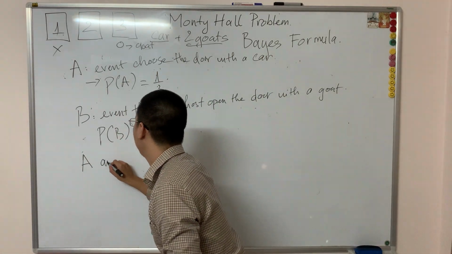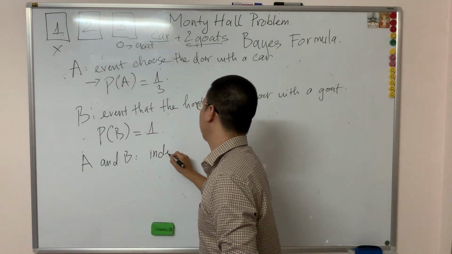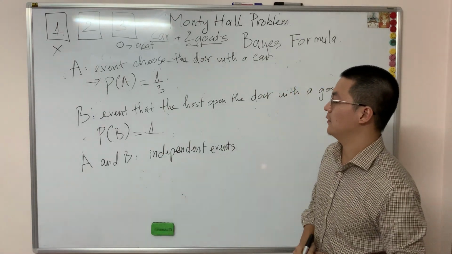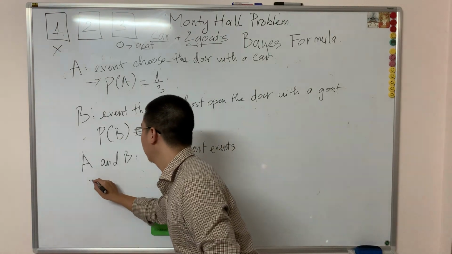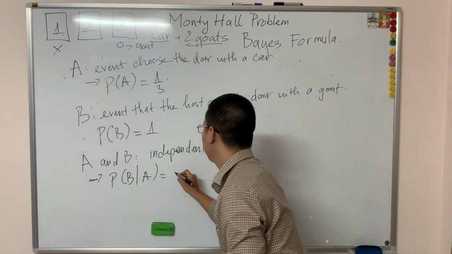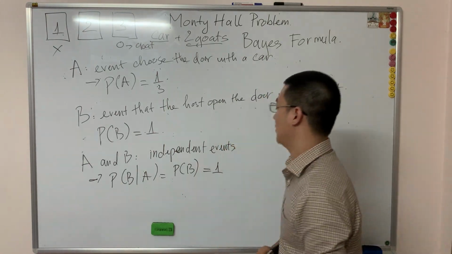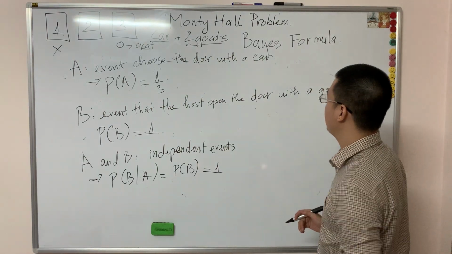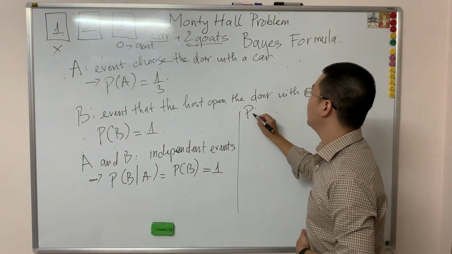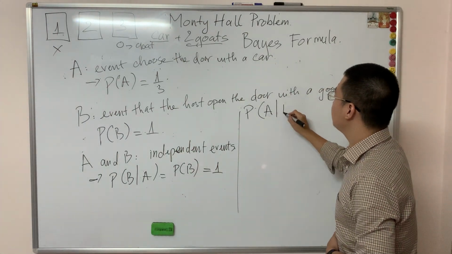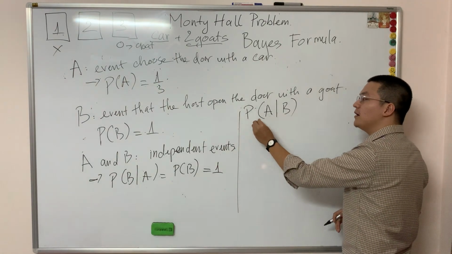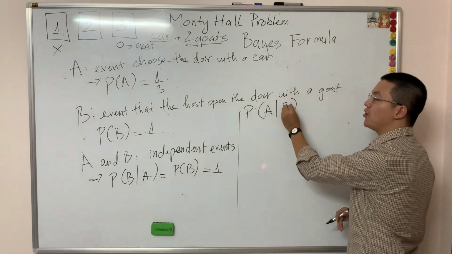Now A and B are independent events. Okay, so the probability of B given A happens, this is the conditional probability, is equal to the probability of B, equal to 1, because A and B are independent events. Now your question is the probability you get the car given that B happens. The probability of A given B happens, which means the probability you will get the car given the host opens the door with the goat.